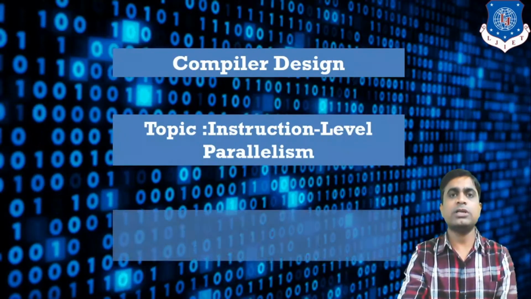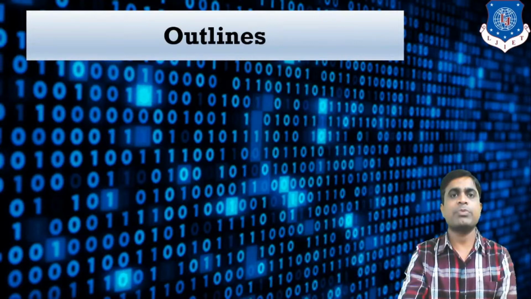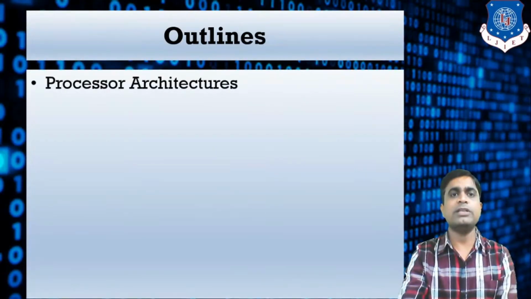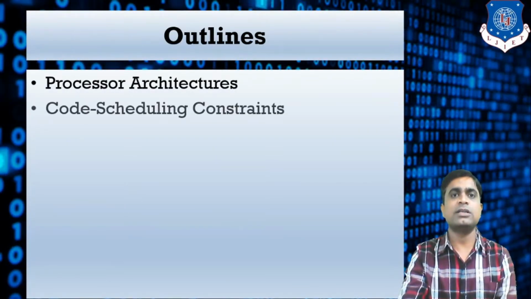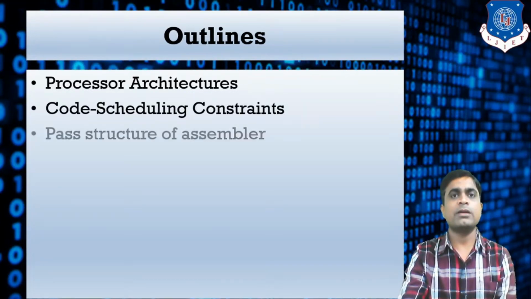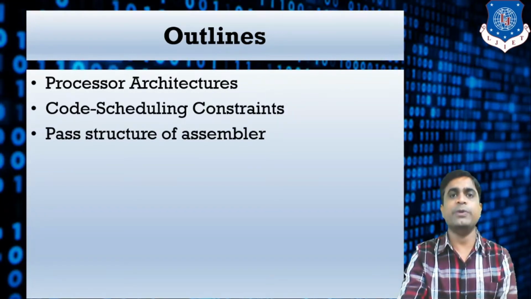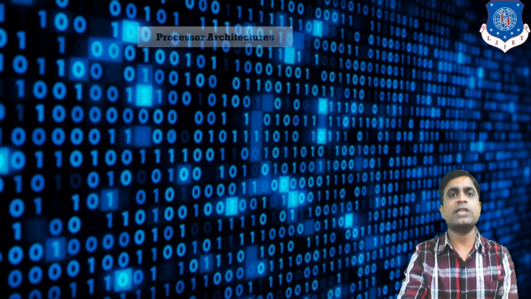I am your instructor, Mr. Ankit Patel. So let's start with the outline for today's lecture. The first topic we are discussing is the processor architecture. Next are code scheduling constraints and the path structure of the assembler. So all these three topics we are discussing in this particular video. Let's start with the processor architecture.